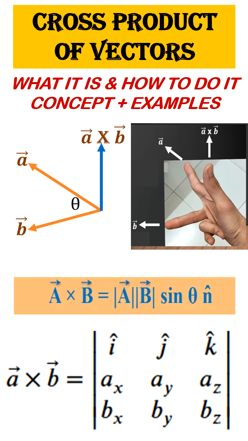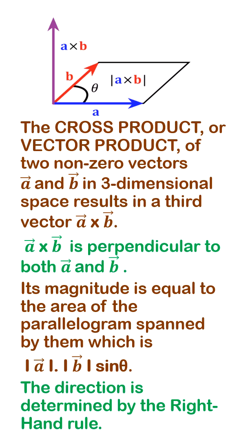All you need to know about cross product of vectors, concept and examples. The cross product or vector product of two vectors A and B making an angle theta is a third vector which is perpendicular to both the vectors, and it is denoted by A cross B. Its magnitude is the area of the parallelogram spanned by them, and the direction is determined by the right hand rule.